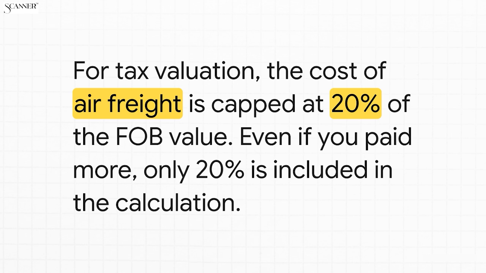So let's say your actual shipping was way more than that. It doesn't matter. For tax purposes, it gets capped at that 20% mark. That's exactly why, in our example, we used 173,200. It was exactly 20% of the FOB.